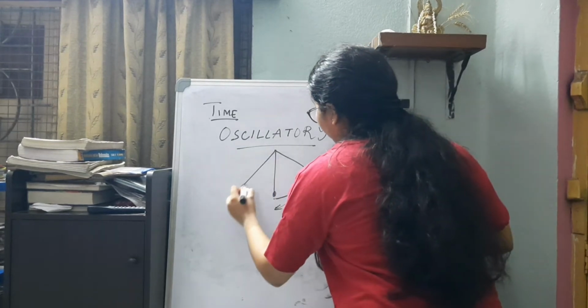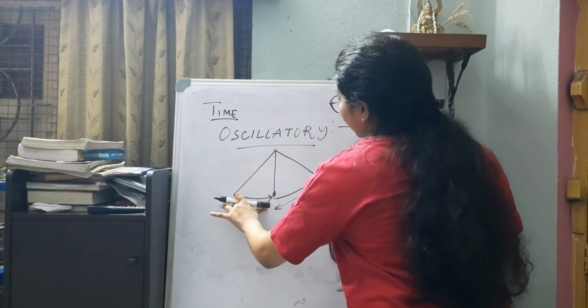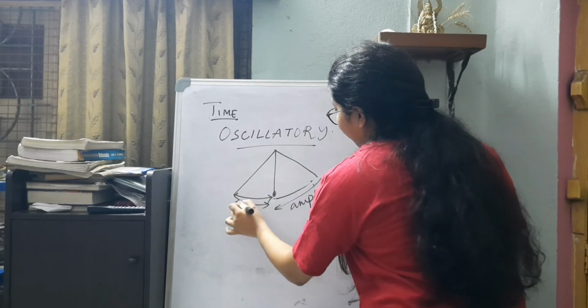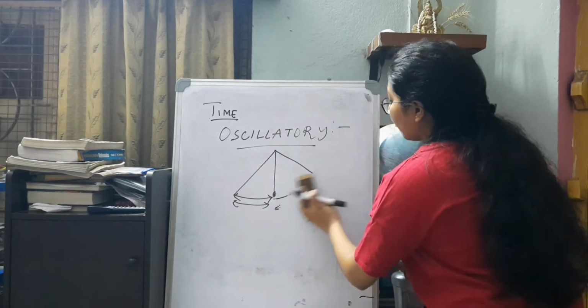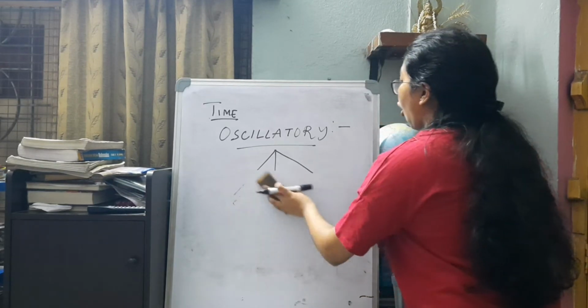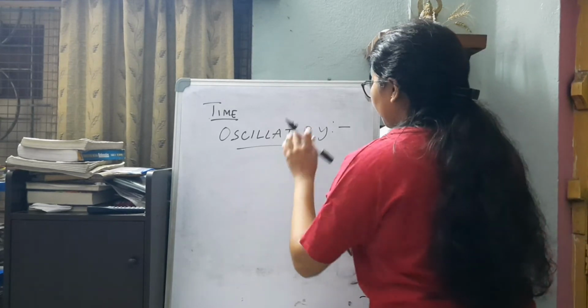So amplitude is the same on either side. Suppose this is the maximum distance it moves on this side. So this is the amplitude. The maximum distance, which is the amplitude, is always measured with respect to its mean position.